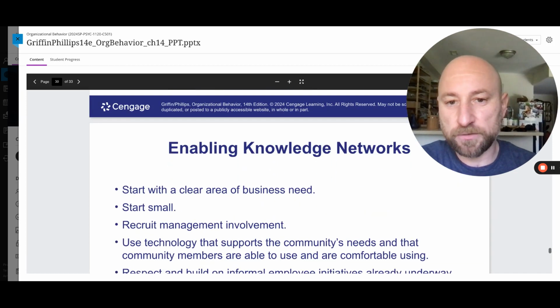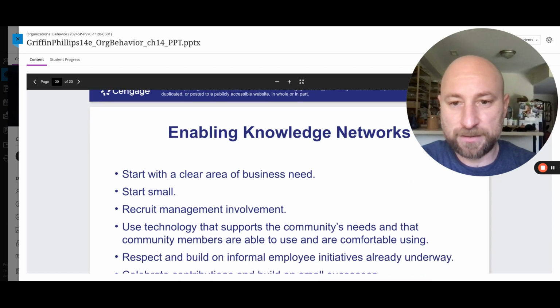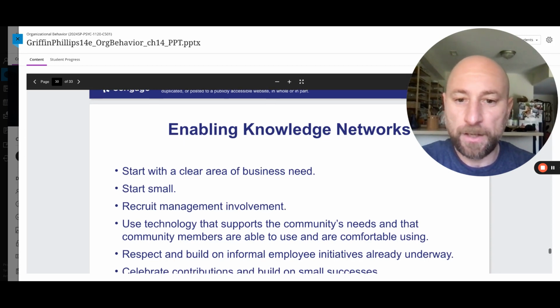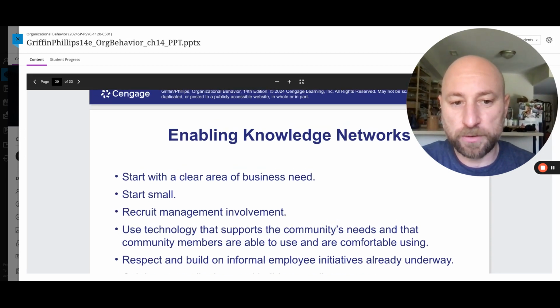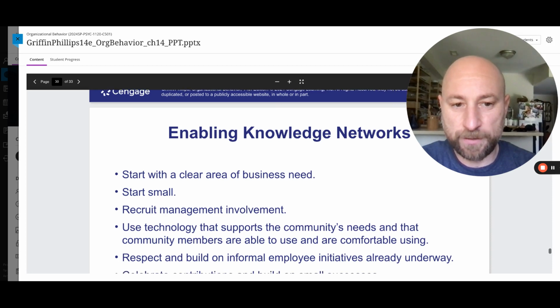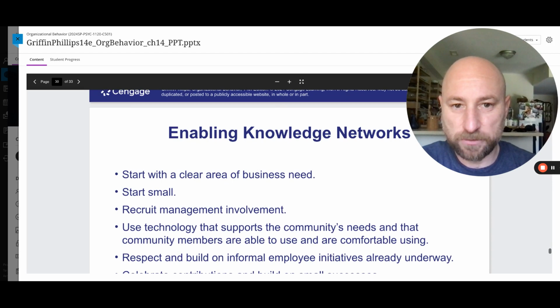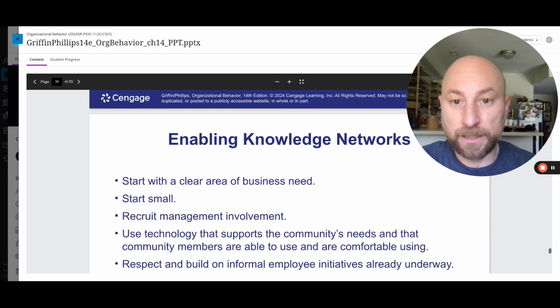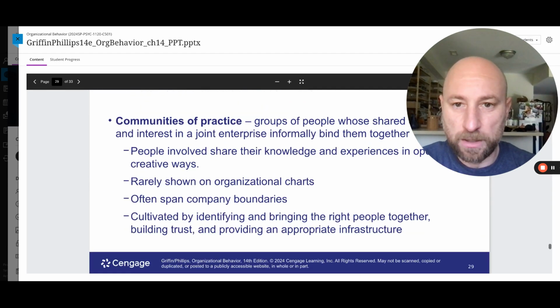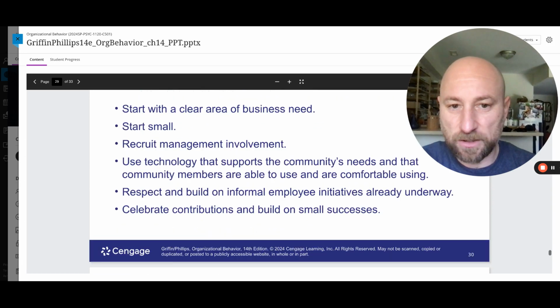Enabling knowledge networks: start with a clear area of business need, start small, recruit management involvement, use technology that supports the community's needs and that community members are able to use and comfortable using. Respect and build on informal employee initiatives already underway, and celebrate contributions and build on small successes. Right? So we want to encourage these communities of practice, these knowledge networks.